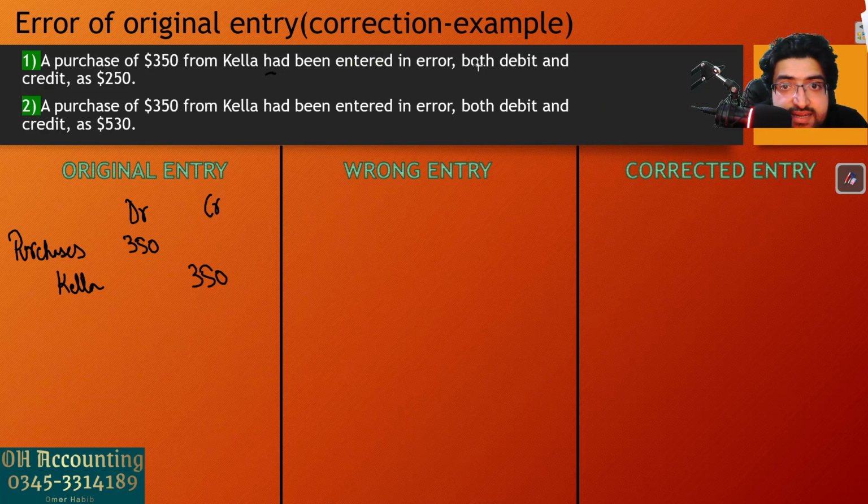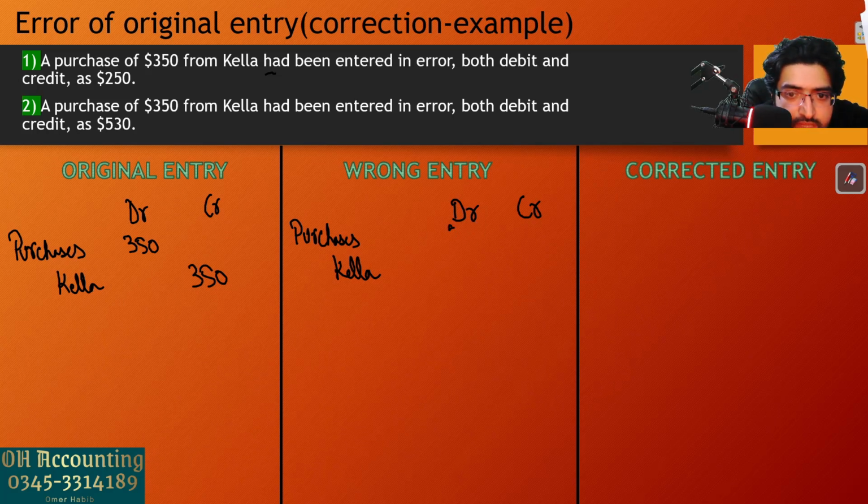had been entered in error both debit and credit as 250. Okay, so very simple. They're not saying we are recording it in the wrong account or we have messed up the accounts. They're just saying we have recorded the incorrect amounts. So this is error of original entry. When you record things in the correct accounts but wrong values are used in both debit and credit. So we have recorded this as 250 and 250 by mistake. Very easy to correct this, right?